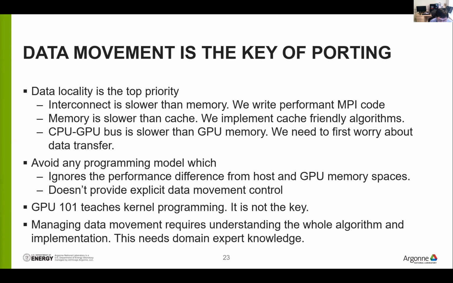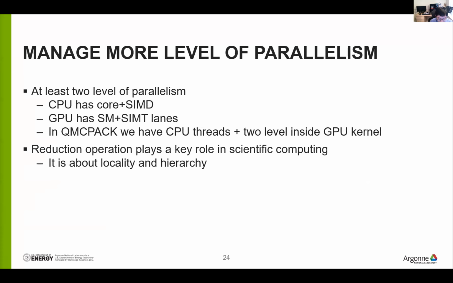Writing a kernel is very simple. It doesn't need expert knowledge, but managing data movement requires you to be the domain expert managing the algorithm and implementation. You have to think about a few more levels of parallelism in your code to fully utilize all the resources. So you need at least 2 levels, and in QMCPACK, as I've shown, we actually have 3 levels. We do a lot of reductions in HPC code, and that means you can't avoid thinking about locality and hierarchy in those parallelism.